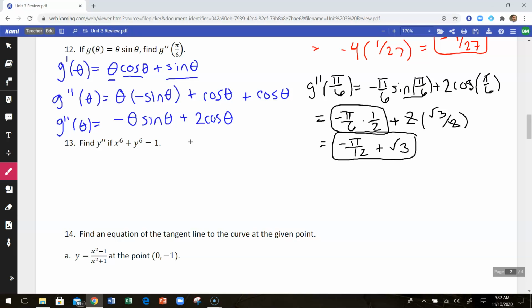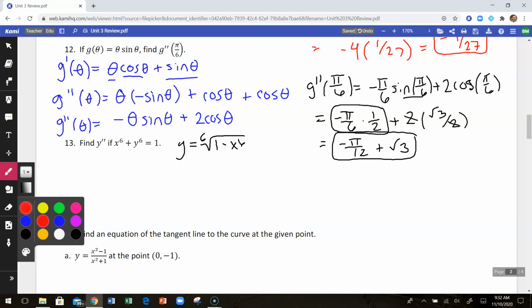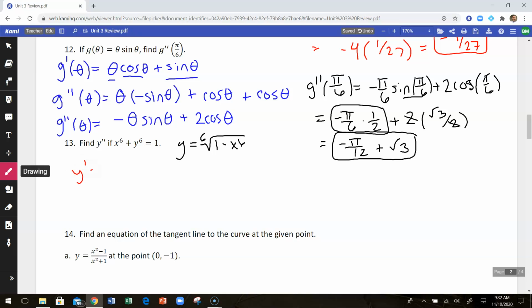So I'm going to rewrite this equation as y equals, so if I think about solving for y, I would subtract the x to the 6th, and then I would take the 6th root. So I would have the 6th root of 1 minus x to the 6th. Now that I have that, I'm going to find the first derivative. So y prime is going to be 1/6 times 1 minus x to the 6th to the negative 5/6 power. Chain on the derivative of the inside, which would be negative 6x to the 5th.